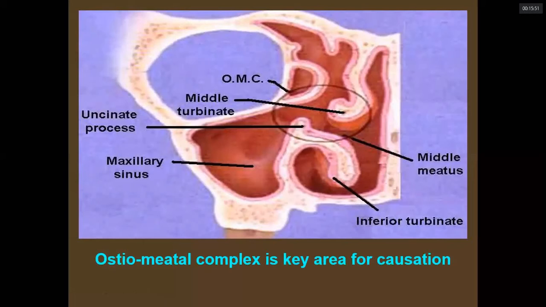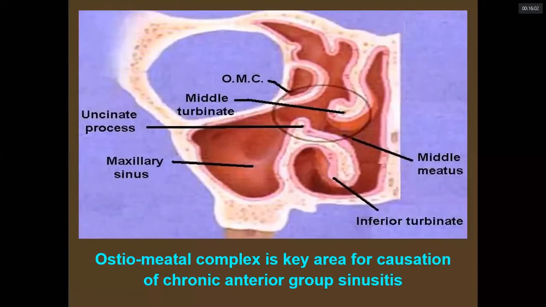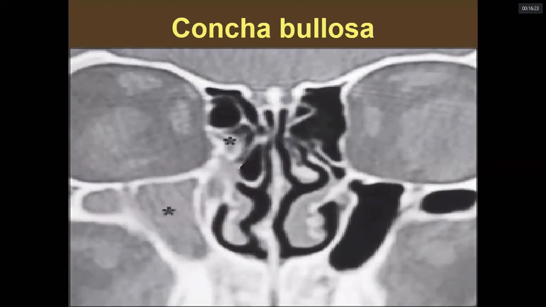The ostiomeatal complex is the key area for causation of chronic anterior group sinusitis. Pathological variants of the ostiomeatal complex. So let us come here again. I told you this is probably one of the most important sites in the pathology of rhinosinusitis, and any anomaly or variation in the components of the ostiomeatal complex will cause the disease. So let us talk about some of those conditions, not all. Concha bullosa.